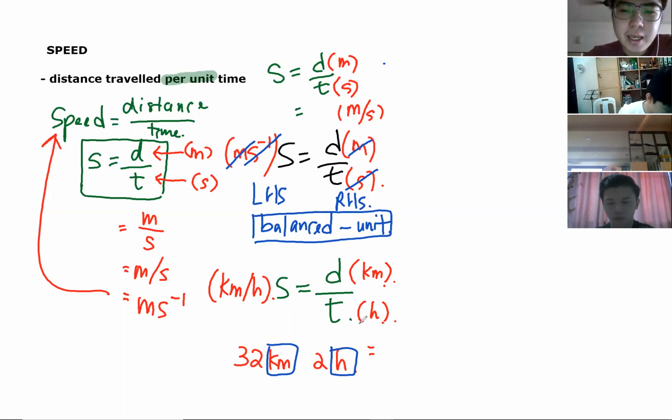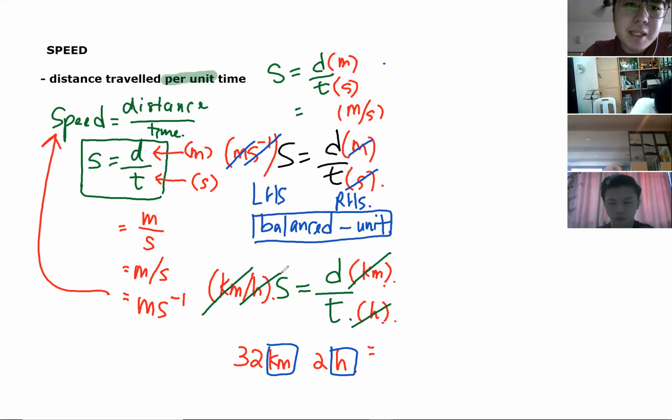If it's km and hour, then you have to make sure on the other side of the formula it is still balanced out. Km and km, hour and hour cancel out each other. This is a very important note that I have to keep reminding you, because every year students make the same mistakes.